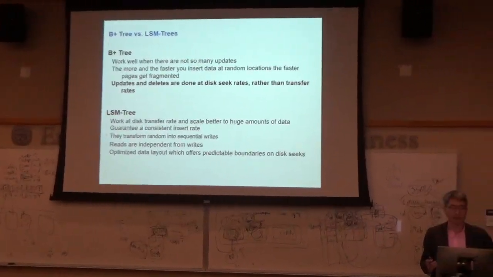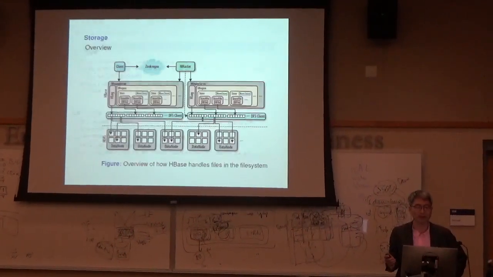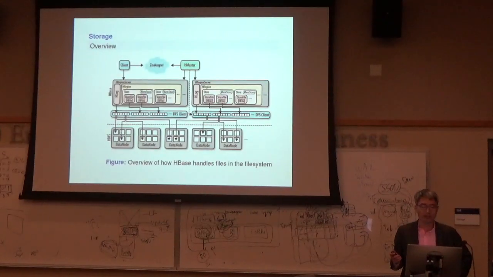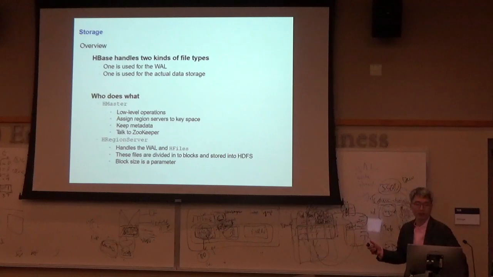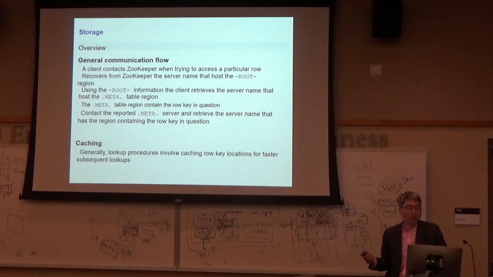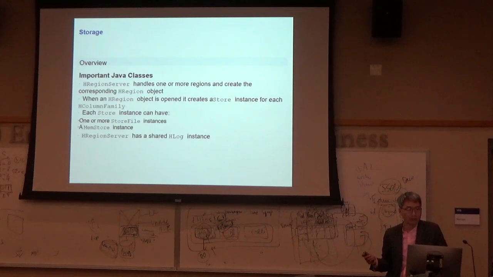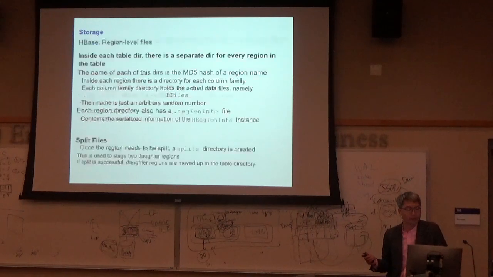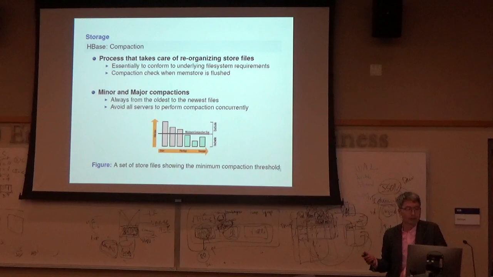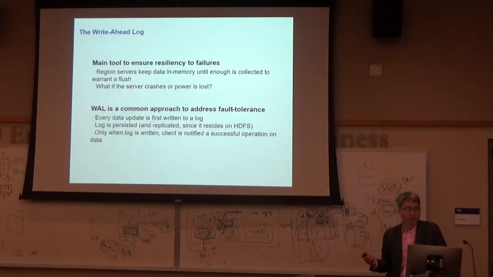I'm going to skip the comparison between the B+ tree and the LSM tree. Then we have seen this one. For the storage, we have already seen the write-ahead log. I'm going to skip this part. Compaction we have already seen.